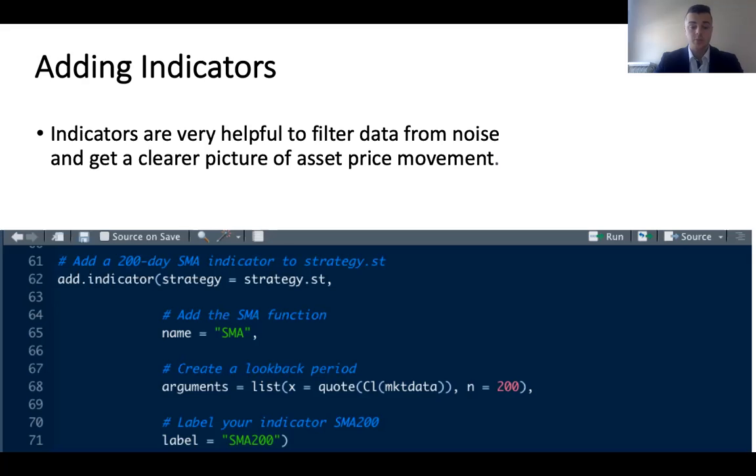In the example below from our code, we are adding an indicator with an add indicator command to our strategy. Add the simple moving average function and create a look back period for 200 days, and of course label it as SMA 200.